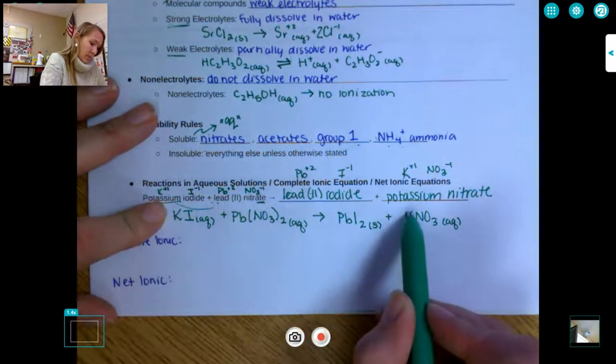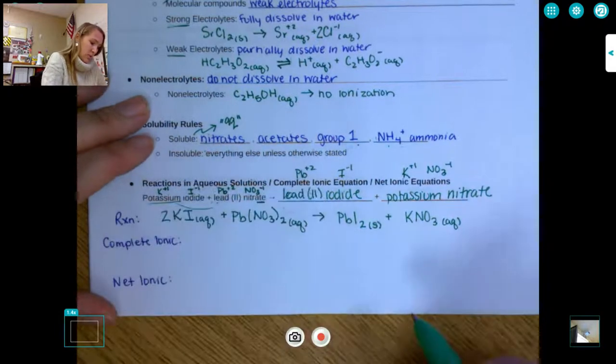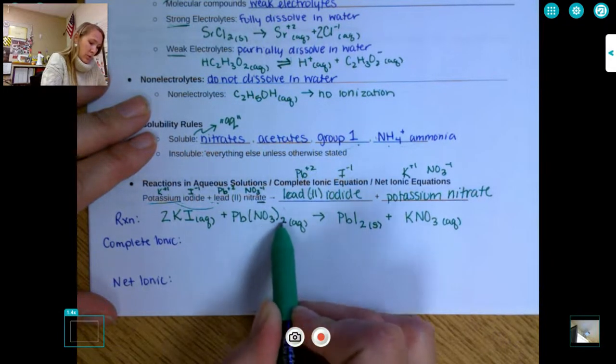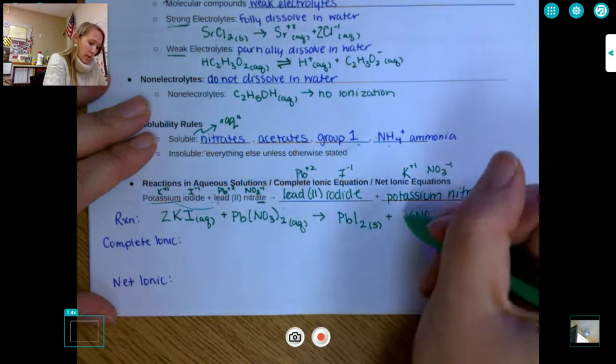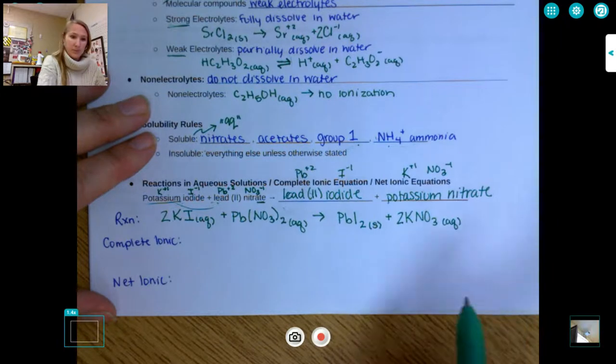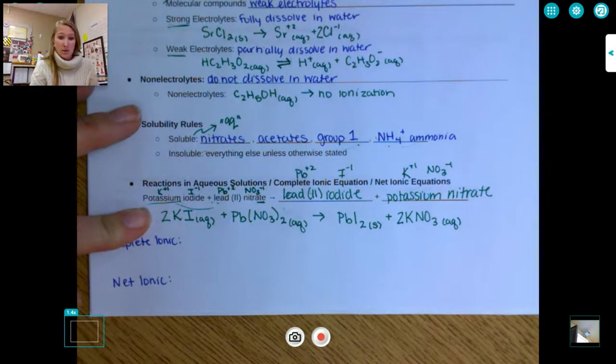1 potassium, 1 iodide, 2 iodides. So we add the 2. 1 lead, 2 nitrates, 1 nitrate. So we add 2 there. Double check, 2 potassiums, we're good. All right, so that is the standard reaction that we have done thus far.